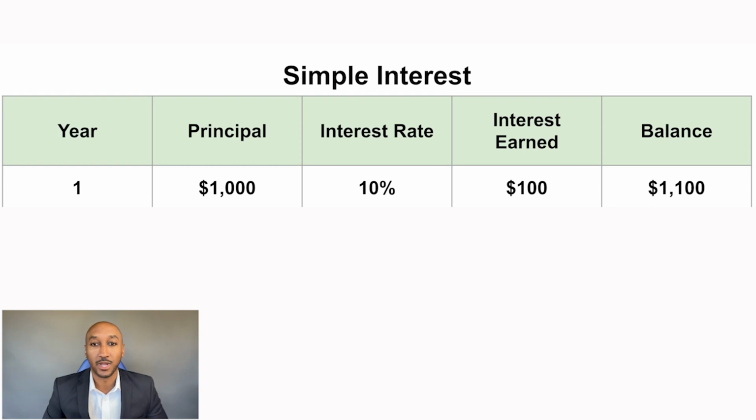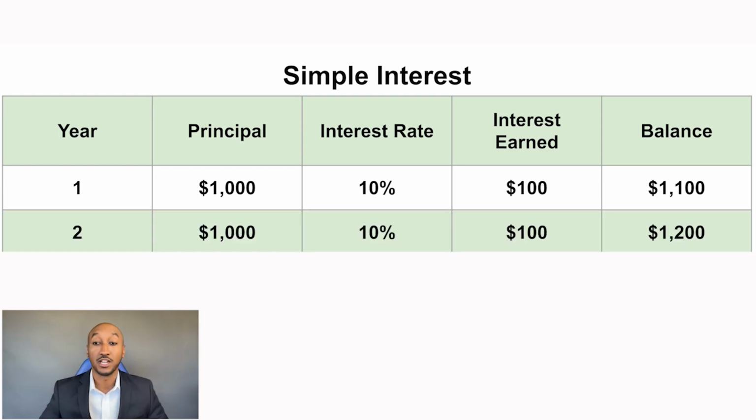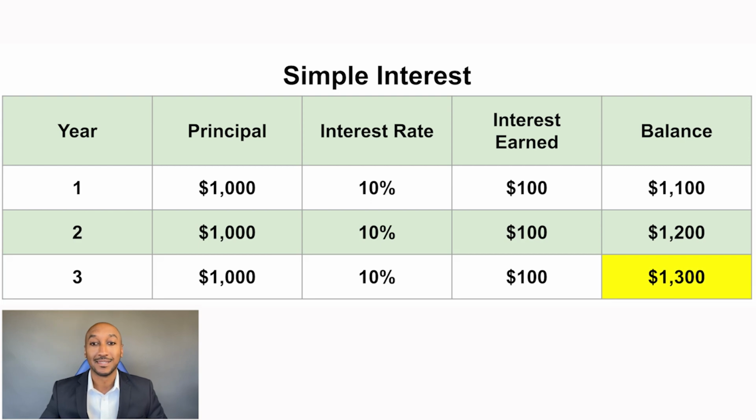So here's an example of simple interest right here. On this chart, you can see we have the year, the principal, the interest rate, the interest earned, and the balance. This example is assuming you put in $1,000 one time and that's all. In year one, you make 10% on that $1,000, which is $100, and that brings your balance to $1,100. Then in year two, you'll make another 10% on that original $1,000, which is another $100, bringing your balance to $1,200. And the same thing happens for year three, another 10% on that $1,000, which is another $100, and now your balance at the end of 3 years is $1,300.